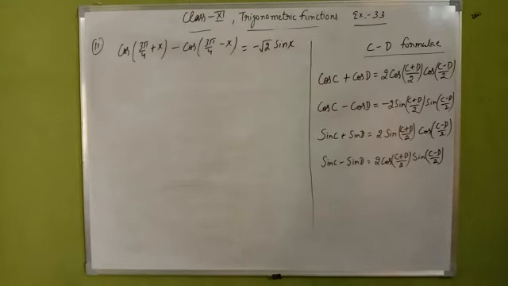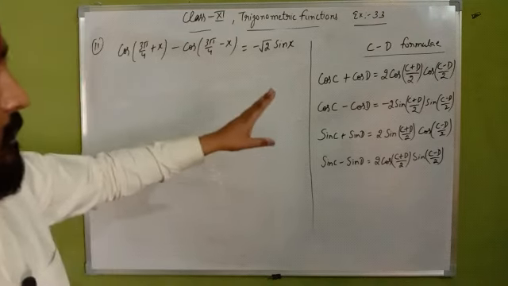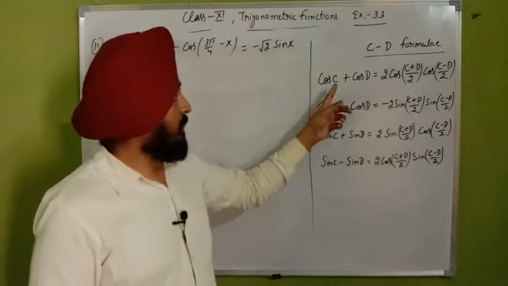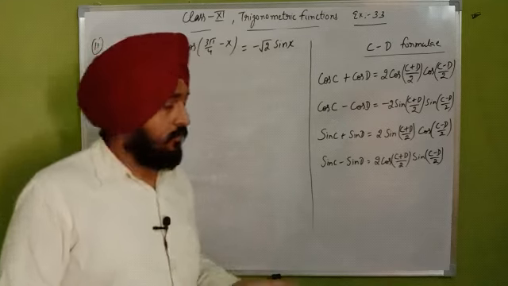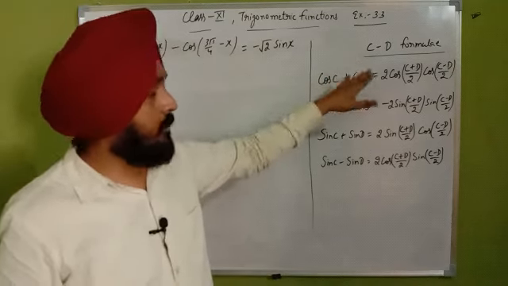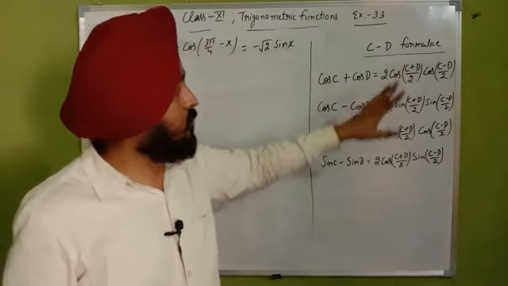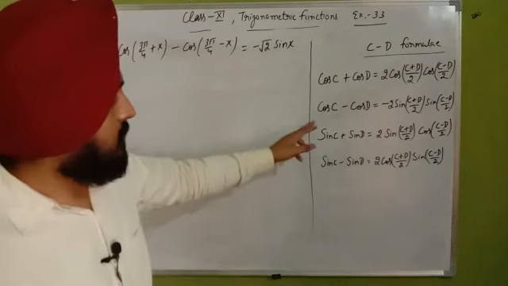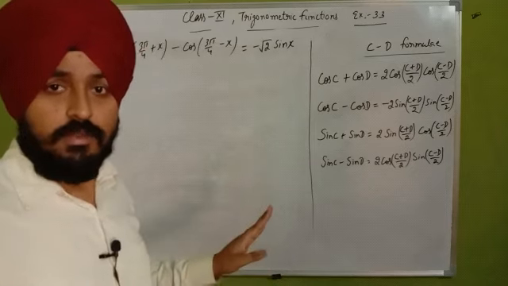For question number 11, you have to learn these formulas. I have written its name as CD formulae. You can change the alphabet C and D in terms of X and Y, A and B also. But I have written there in the form of C and D. So cos C plus cos D is equal to 2 cos (C plus D) upon 2 cos (C minus D) upon 2. Similarly, other identities are given there. So you have to learn these identities to solve the further questions.